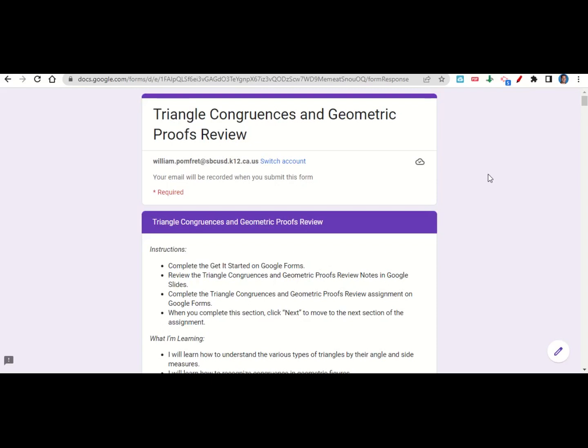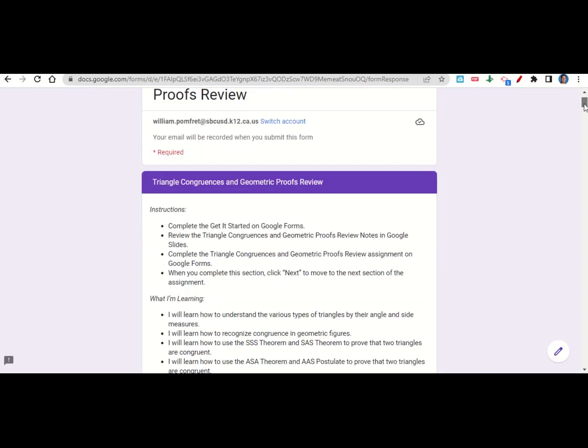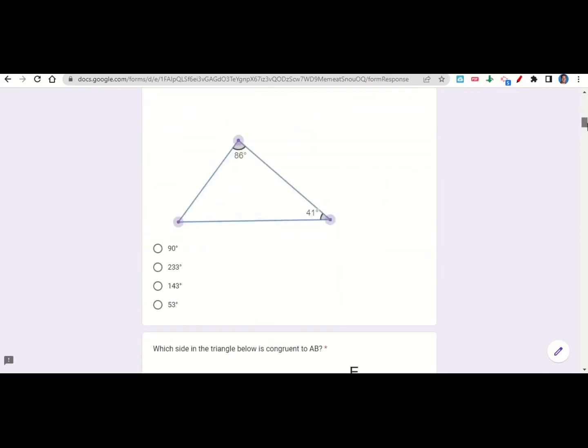Let's take a look now at the triangle congruences and geometric proofs review assignment. The assignment begins with the learning goals and success criteria. If we scroll down, we can see the questions.